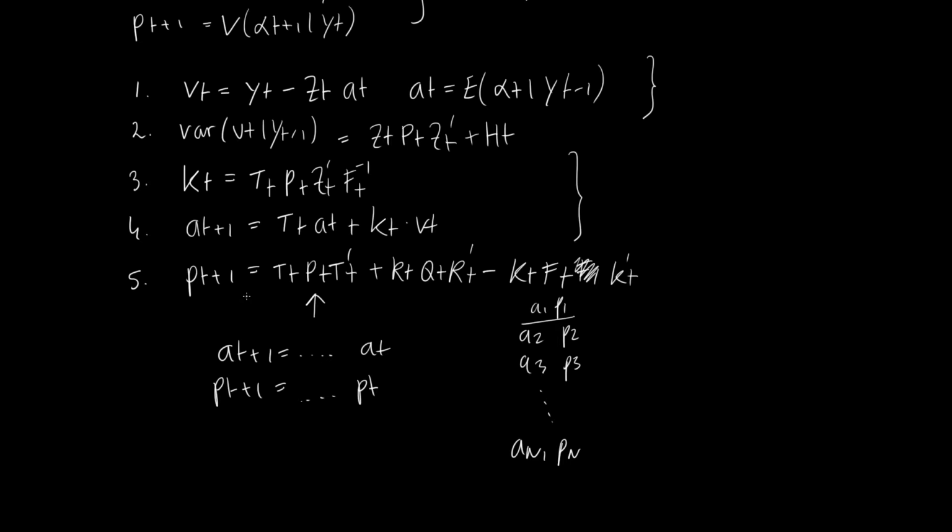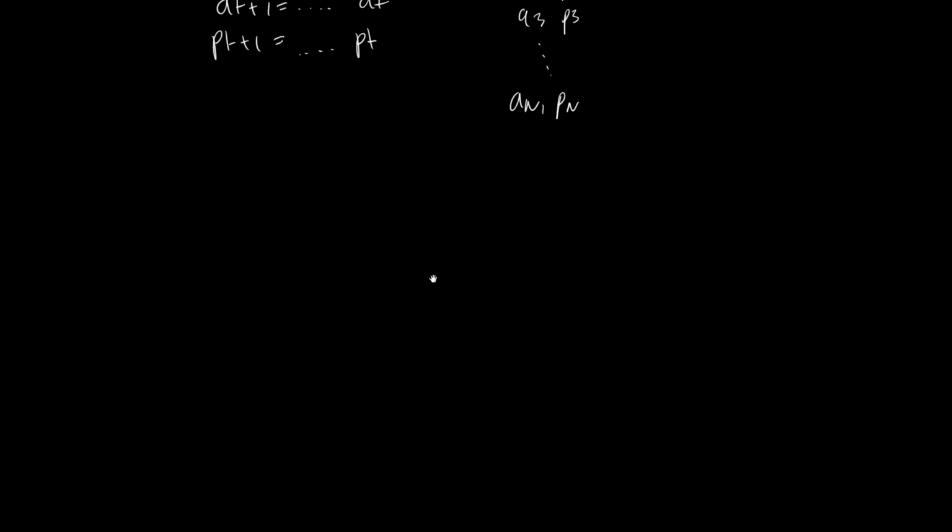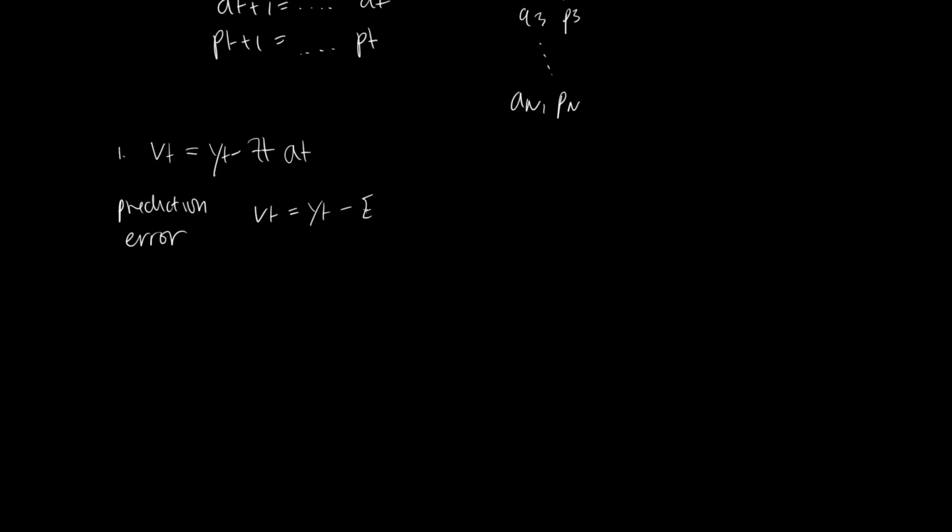Well, let's start. These derivations seem very arcane, but they're actually very doable. So let's derive the first one. The first equation is v_t = y_t - Z_t a_t. It makes sense that the prediction error of y_t is defined as y_t minus the expected value of y_t given y_{t-1}. So this is our prediction for y_t.